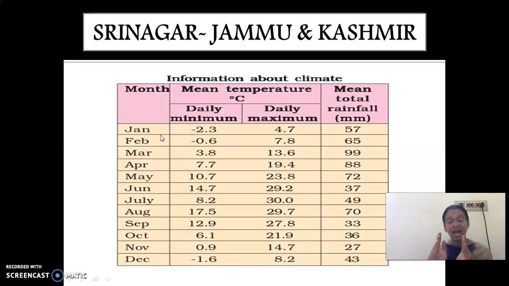So how do they take the daily minimum temperature of the month of January? January has 31 days, right? So adding all the temperatures of the 31 days and dividing by 31, you will get the average of the month of January. Clear? And for the maximum also, we add all the maximum temperatures recorded in the afternoon, and then divide by 31 to get the average temperature. Okay? So this is the mean rainfall. It shows the daily minimum and maximum temperature and the mean rainfall for 1 year in Kashmir.